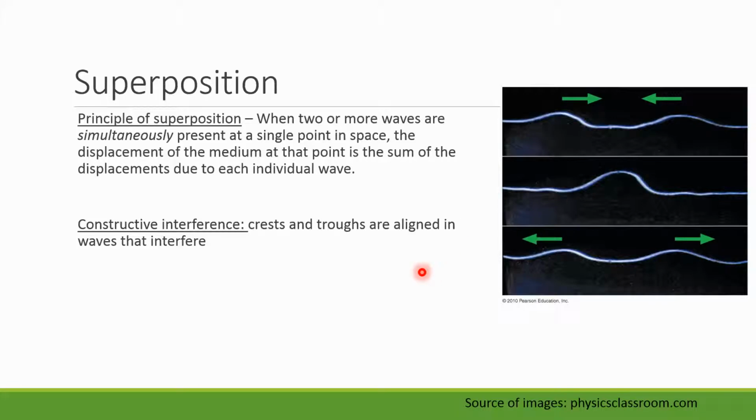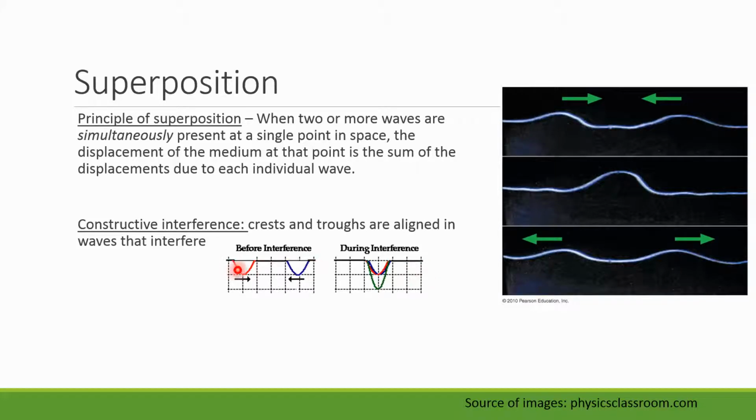This is when the crests and the troughs are aligned in waves that interfere with each other. So an example, before interference coming from the left and coming from the right, during interference they create this green wave, and then they continue to move on their own way. This is an example where the interference leads to a larger amplitude wave.